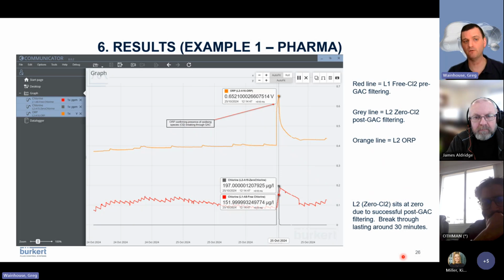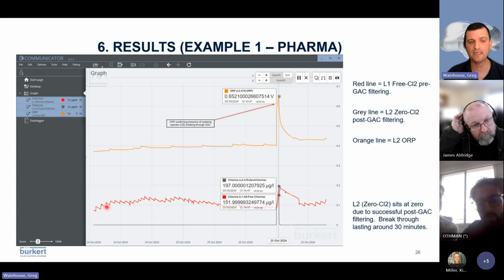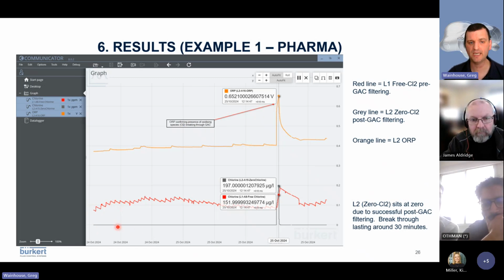And this is a snapshot from our Communicator, which is a completely free piece of software that we have for all of our Bürkert products now. What we're seeing on screen now is the free chlorine coming into the carbon filter. And the gray line down the bottom is post carbon filter. You can see that it's been sitting down at the bottom quite nicely, zero chlorine, nothing coming through for a long period of time.